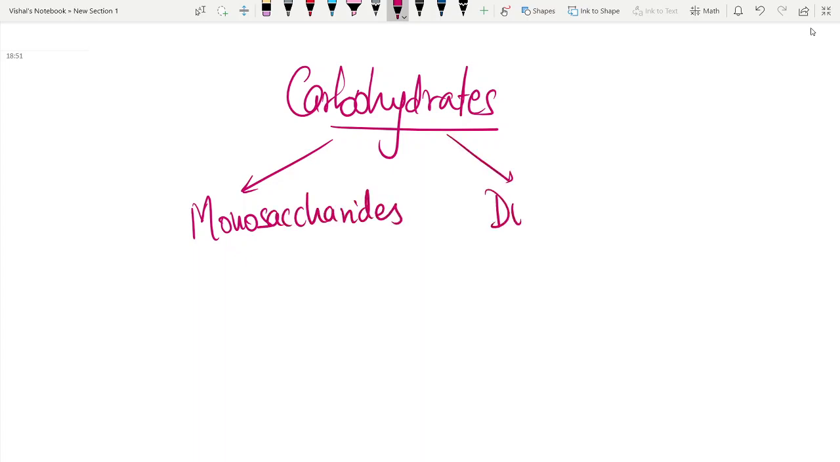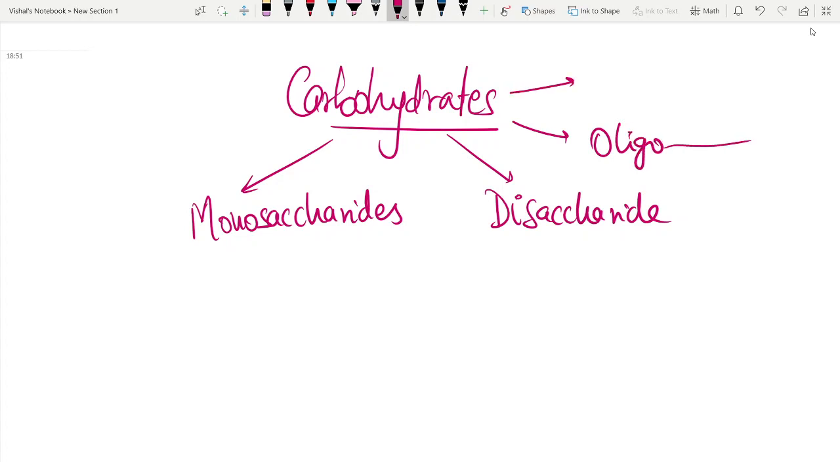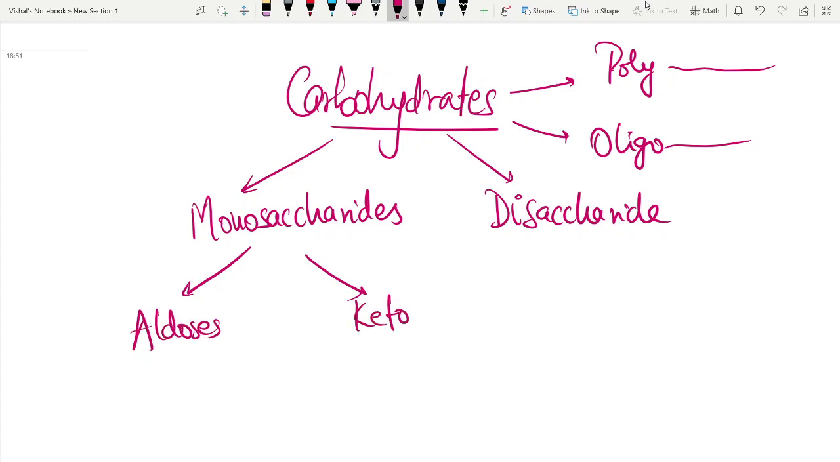So that could be disaccharide, oligosaccharide, and polysaccharides. So monosaccharides are the building blocks of all these other carbohydrates, whether it's disaccharide or polysaccharide. What are monosaccharides? Monosaccharides are either aldoses or ketoses.